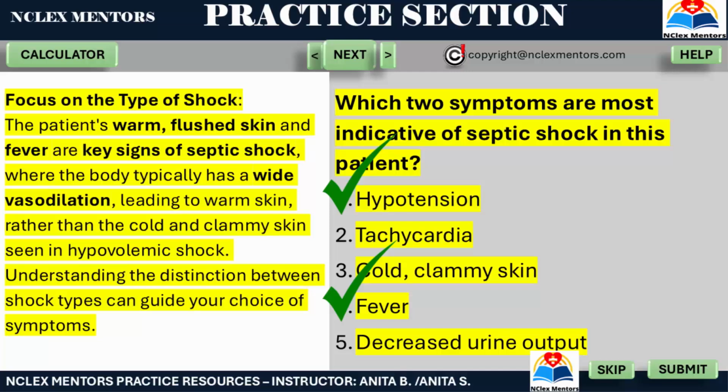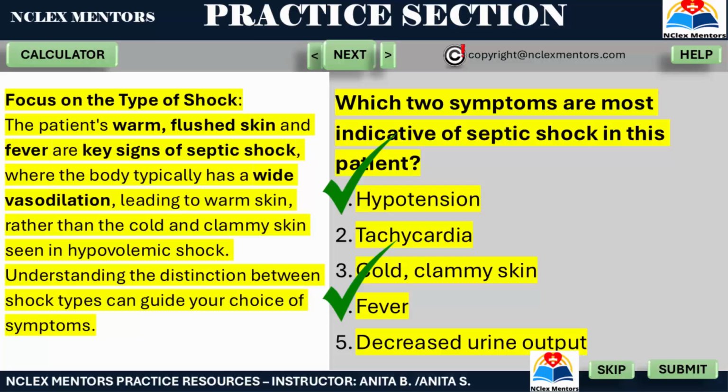2. Focus on the type of shock. The patient's warm, flushed skin and fever are key signs of septic shock, where the body typically has a wide vasodilation, leading to warm skin rather than the cold and clammy skin seen in hypovolemic shock.